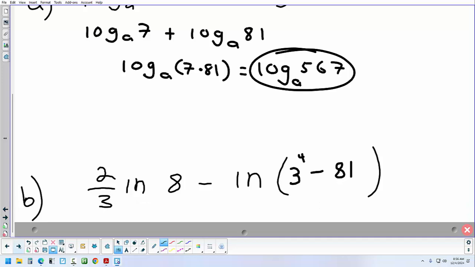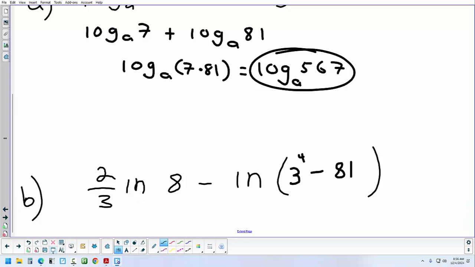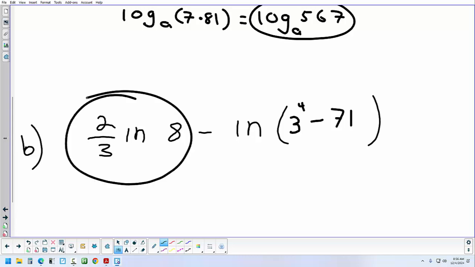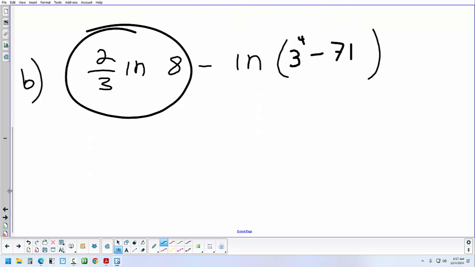All right, let's try this one. Before you write that, I'm just going to change that. So 2/3 ln 8 minus the ln of 3 to the 4th minus 71. Well, let's start with this one. What's going to happen in that first one? The 2/3 is going to do what? Go back to the 8 as an exponent.